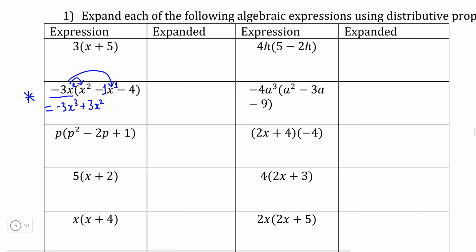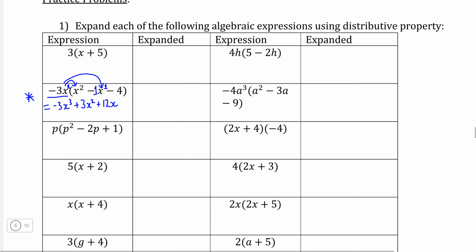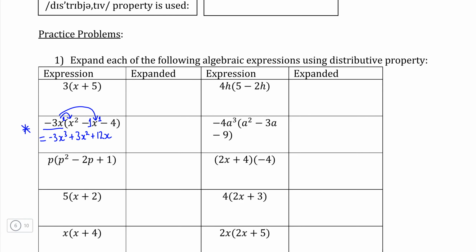And finally, if we take negative 3x multiplied by negative 4, again, if we multiply the coefficients, negative 3 times negative 4 is going to be positive 12, because whenever we multiply two negative numbers, the answer is going to be a positive number. And since negative 4 is a constant, there is no x term here. The x just gets carried over like this. So negative 3x times negative 4 is equal to positive 12x. And in short, that's how distributive property works.